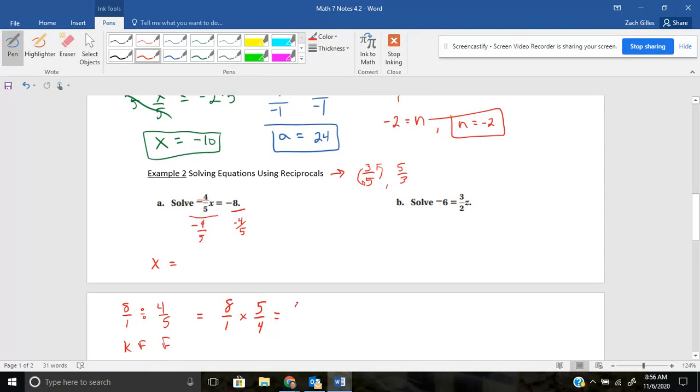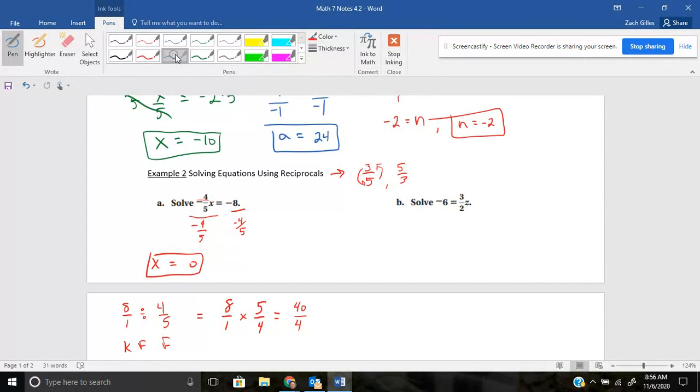So 8 times 5 is 40 over 4. 1 times 4 is 4. And 40 divided by 4, 4 goes into 40 10 times. So x is equal to 10.